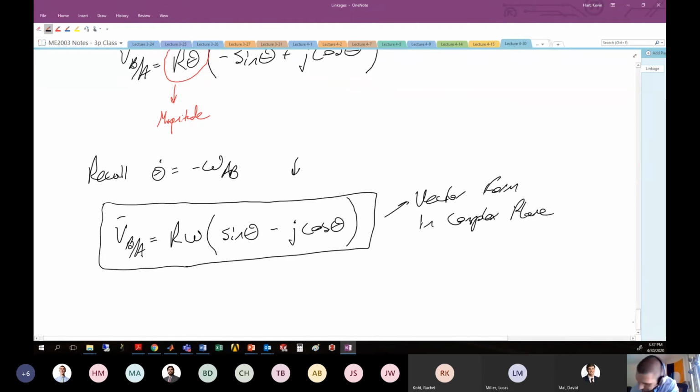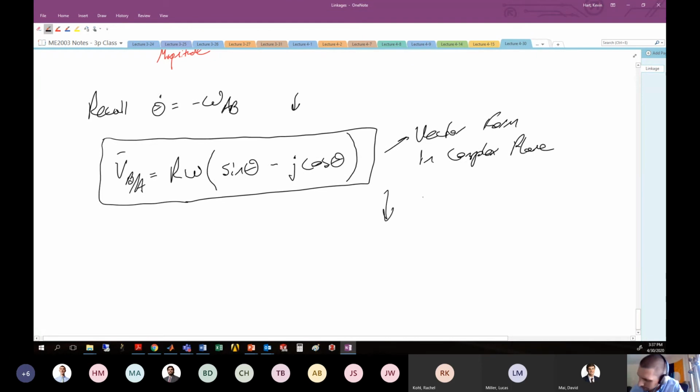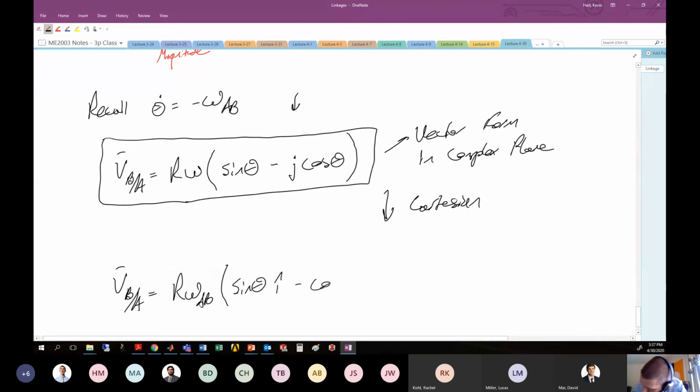In the complex plane. If you want to go back to Cartesian, that's fine if you're more comfortable. R omega AB multiplied by sine theta i hat minus cosine theta j hat. You're just replacing the unit vector, which is like 1 with i hat and j with j hat. All right, so this is your representation in Cartesian.